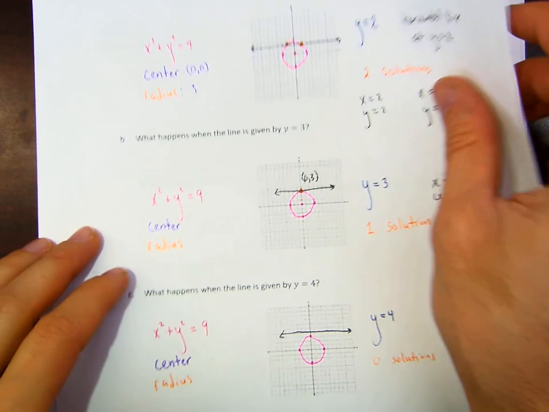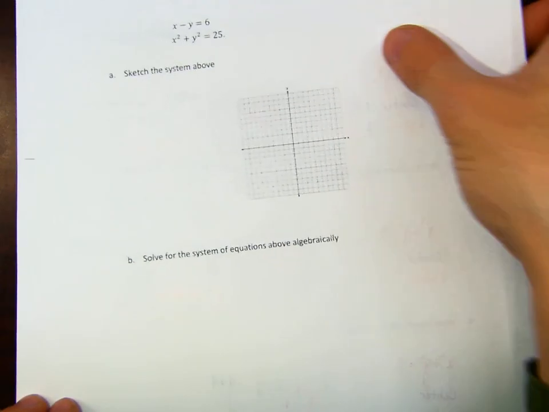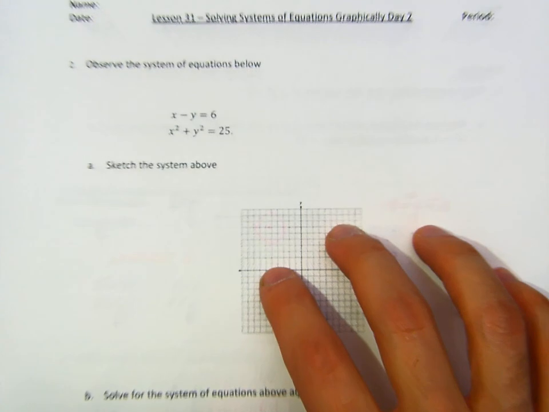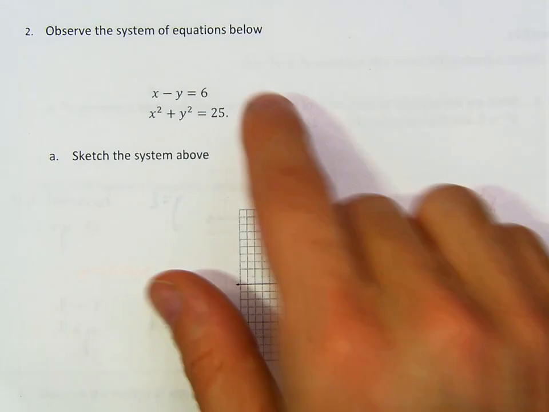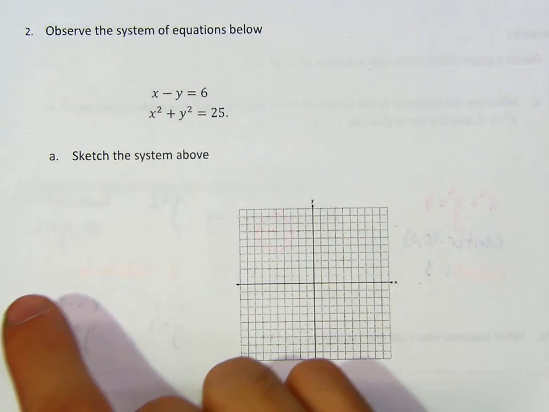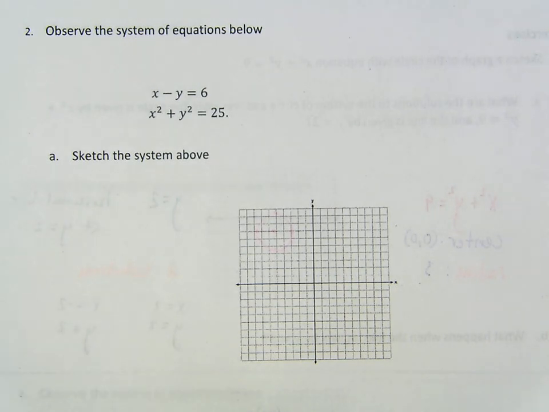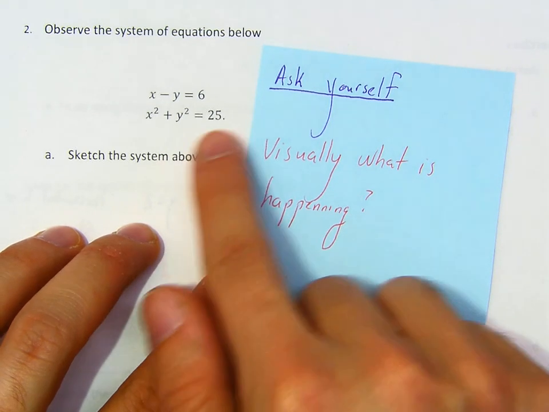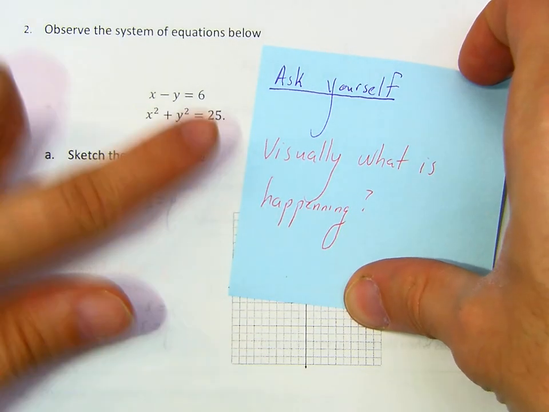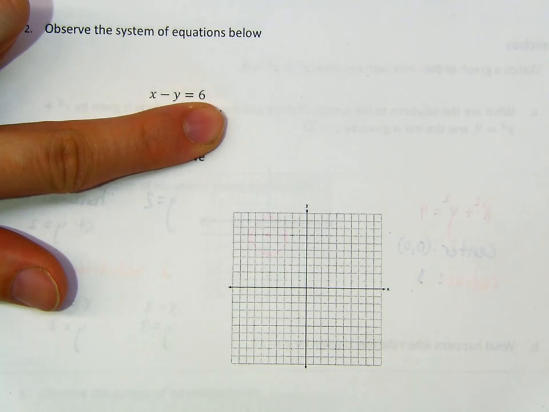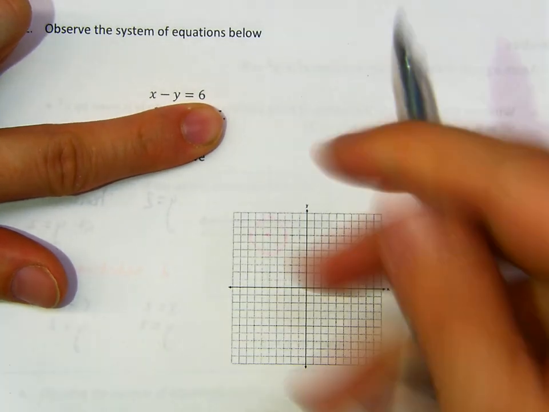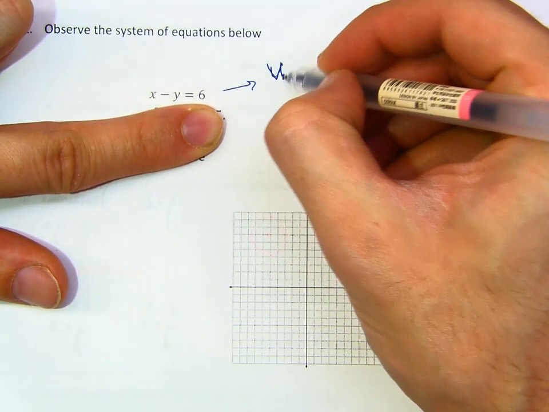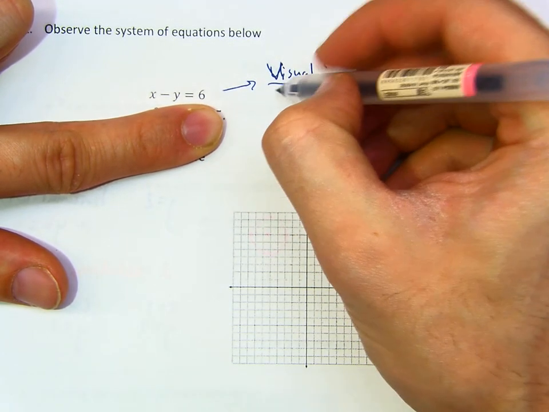Now let's go to the next page where we actually have to try and solve some sort of system. Here we have a system of equations. What we want to do is solve for x and y if it's possible. But before we do anything, you have to ask yourself, visually, what is happening? What kind of graph is over here? If I have x minus y equals 6, what does this have to look like? This will be a line.